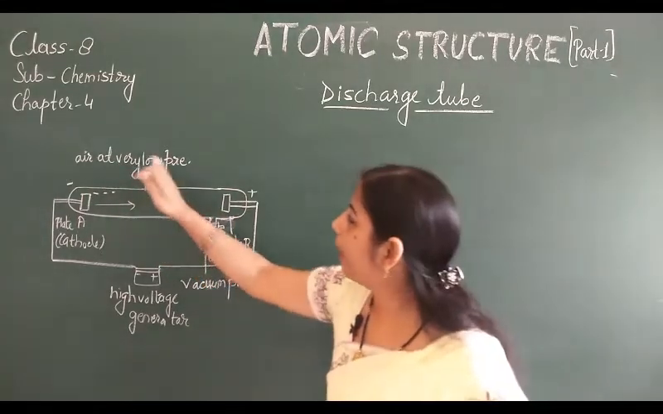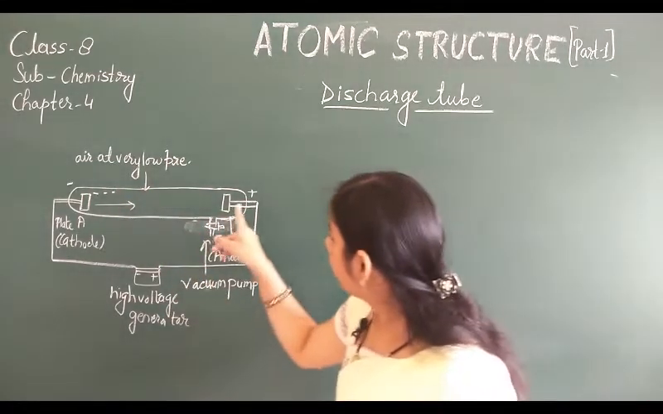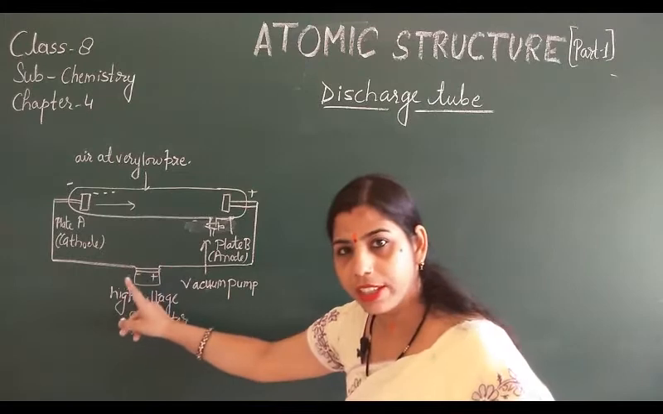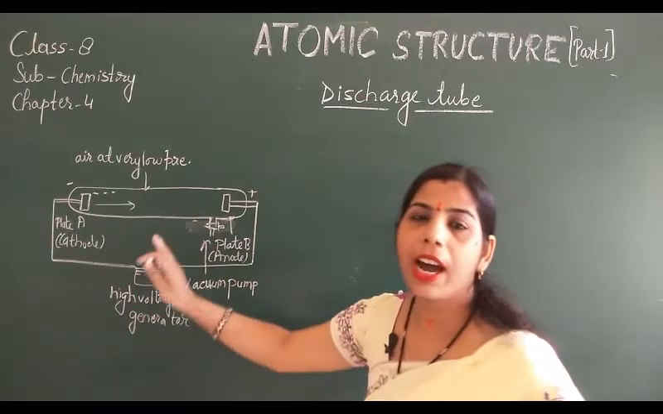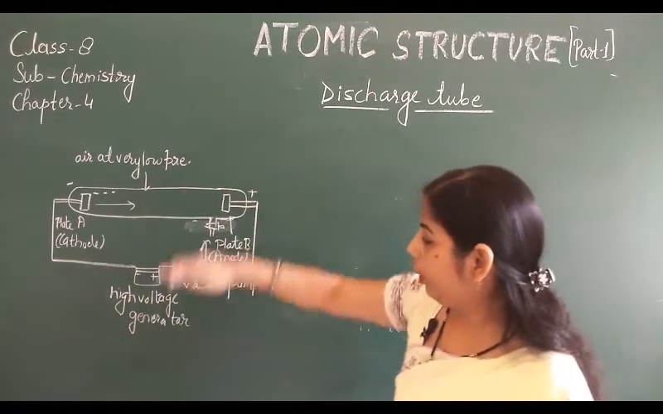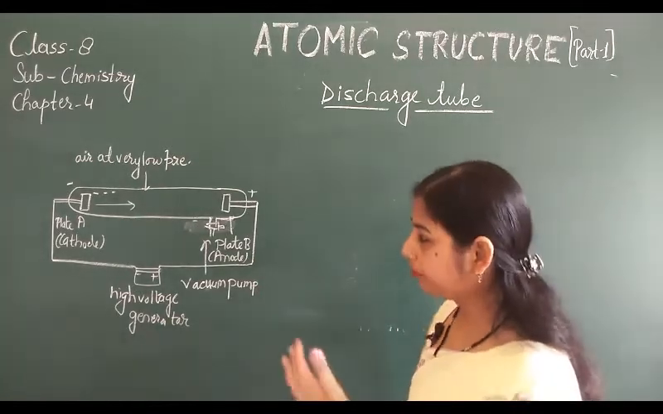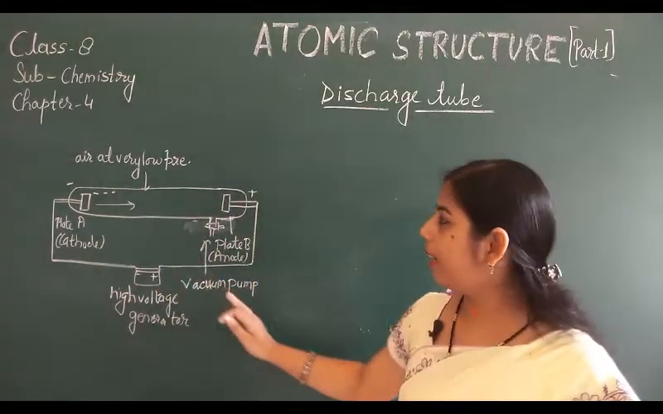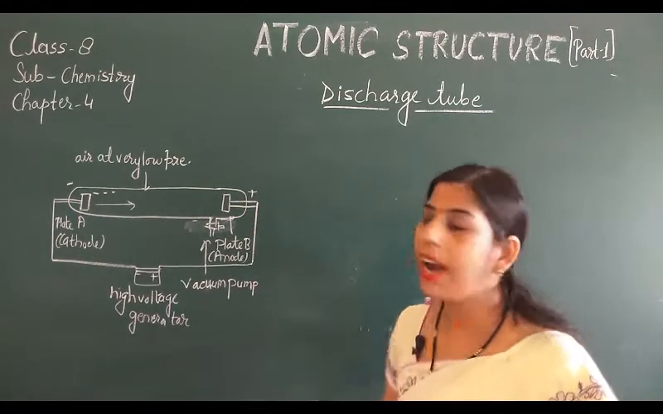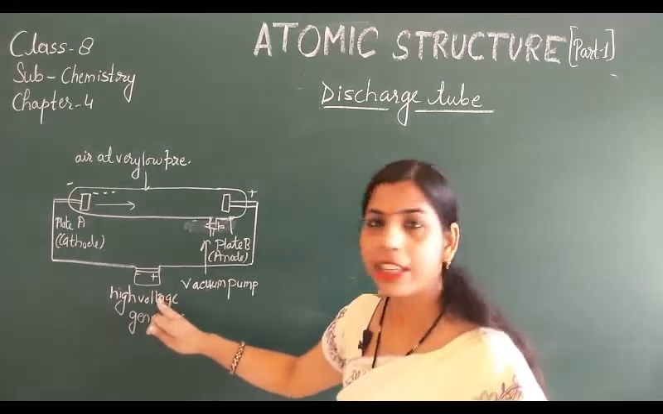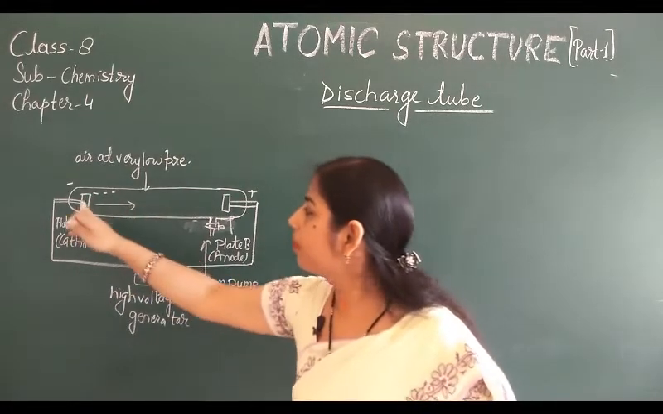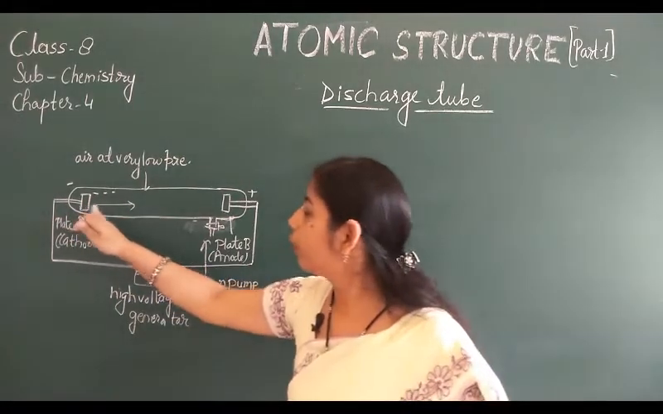Now what has the air become? It is at very low pressure. Now this discharge tube is attached to a high voltage generator, so it is provided with high voltage. That means the pressure is low but the voltage is high. Now when this condition is there in the discharge tube, at very low pressure and high voltage, when the high voltage is passed across this tube, what happened?